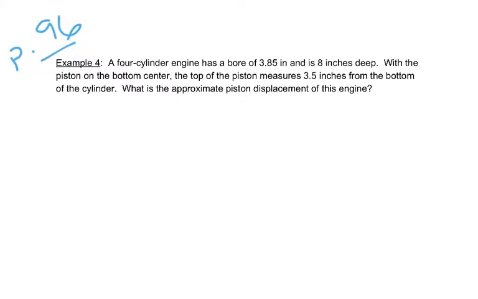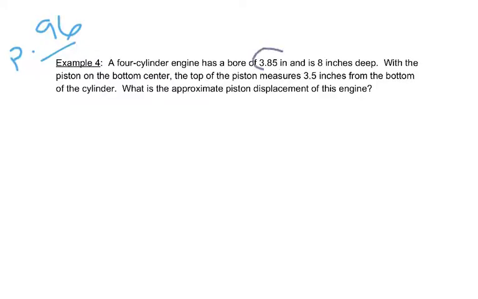So in this video, we'll pick up where we left off on page 96 with example 4. So we have a 4-cylinder engine that has a bore of 3.85 inches and is 8 inches deep. With the piston on the bottom of the cylinder, the top of the piston measures 3.5 inches from the bottom of the cylinder. What is the approximate piston displacement?